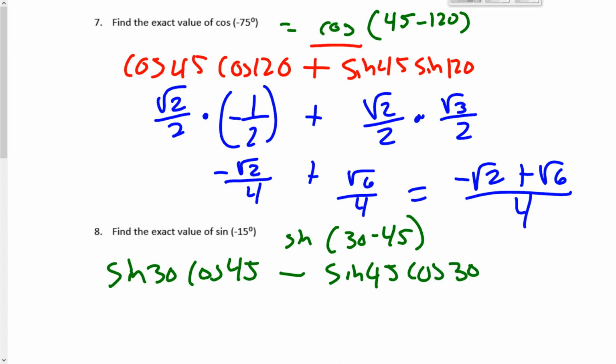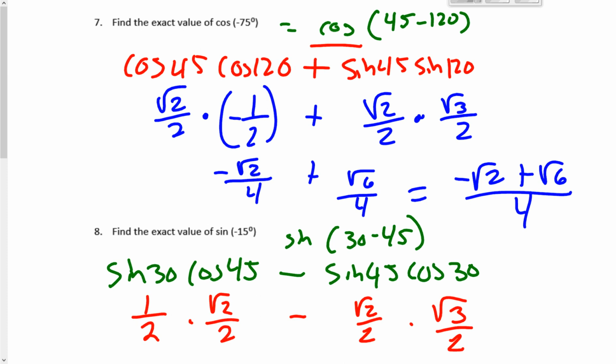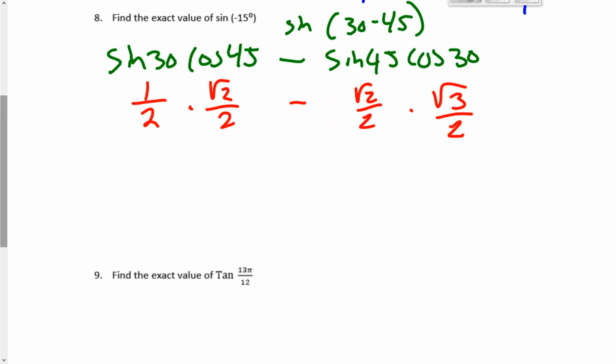Okay, so then I find the coordinates of 30 degrees and 45 degrees, right? Well, 30 degrees for sine is 1/2. That makes cosine root 3 over 2. And then cosine and sine for 45 are both the same, root 2 over 2. Again, we're multiplying here. We keep the signs the same. And then root 2 over 2 as well. And again, we're multiplying. So then we get root 2 over 4 minus root 6 over 4.